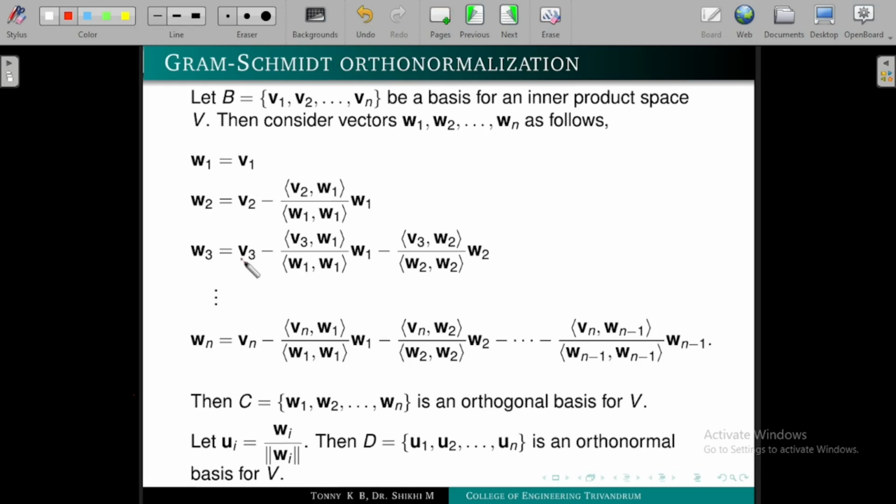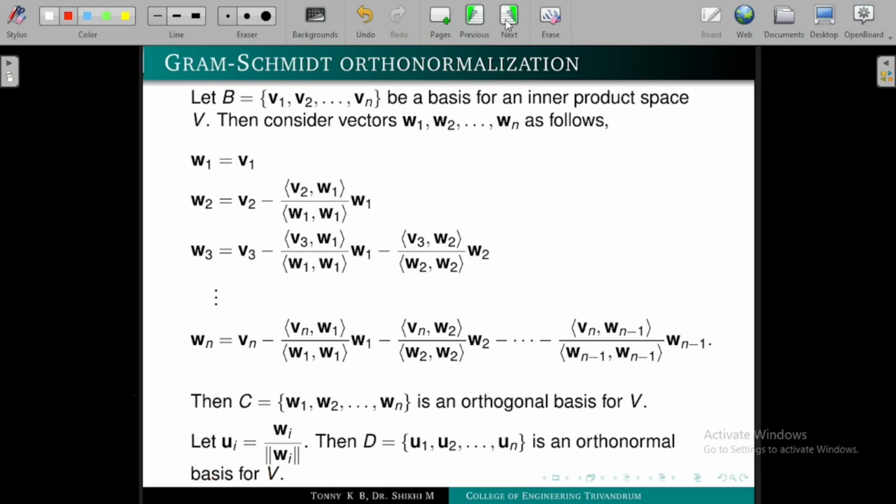And for w3, we are using v3, w1 and w2. The formula is v3 minus inner product v3 w1 by inner product w1 w1 into w1, minus inner product v3 w2 by inner product w2 w2 into w2, etc. So in this way, we can construct as many vectors in C as there are vectors in D. So these vectors w1, w2, etc., wn form an orthogonal basis for D. And after constructing this orthogonal basis, we will divide each vector by its norm to make it a unit vector. Then the resulting vectors become an orthonormal basis for D.